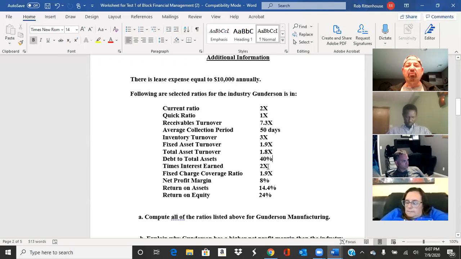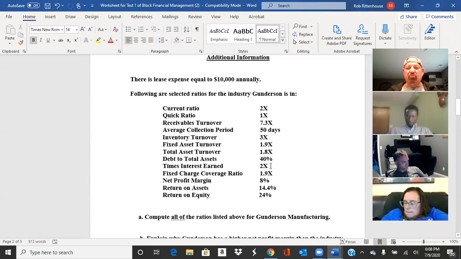Now, the fixed charge coverage, remember what we've got to do on that one is it's earnings before fixed charges and taxes divided by fixed charges. So what do we mean by fixed charges? Interest expense is one of your fixed charges. The other one is lease expense. Because lease expense is also a legal obligation. It's got to be paid. It's a contractual obligation.